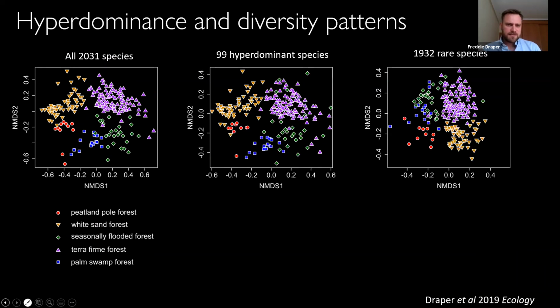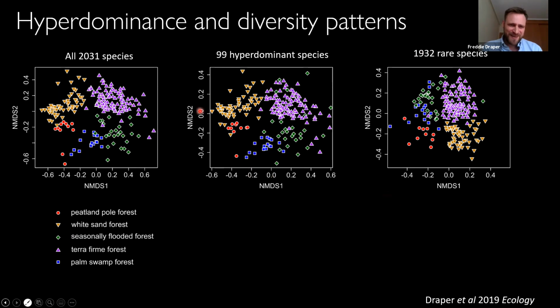But if we take that data set and subsample it, so we just look at the 99 hyperdominant species that together account for 50% of all individuals, we see basically the same patterns. And then if we do the reverse of that, and we look at the 1,900 rarer species, the patterns begin to degrade, and actually they degrade quite quickly the more we look at rarer species.